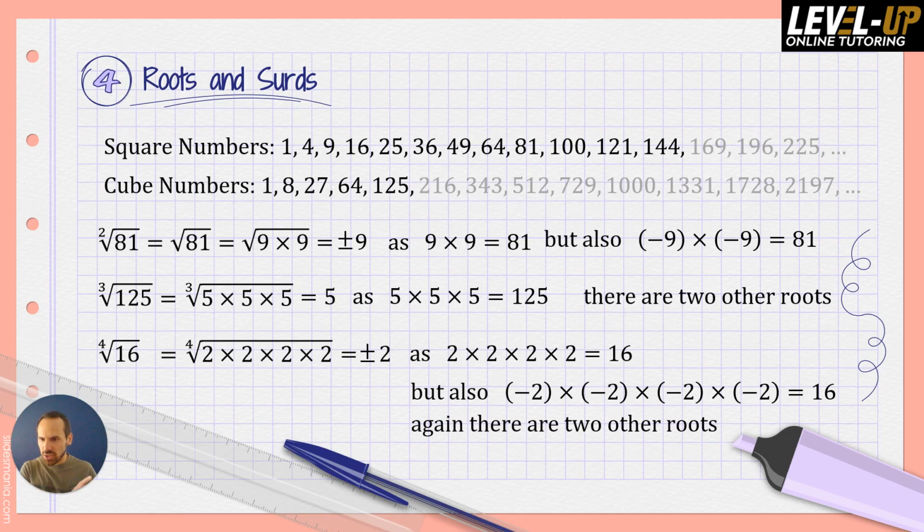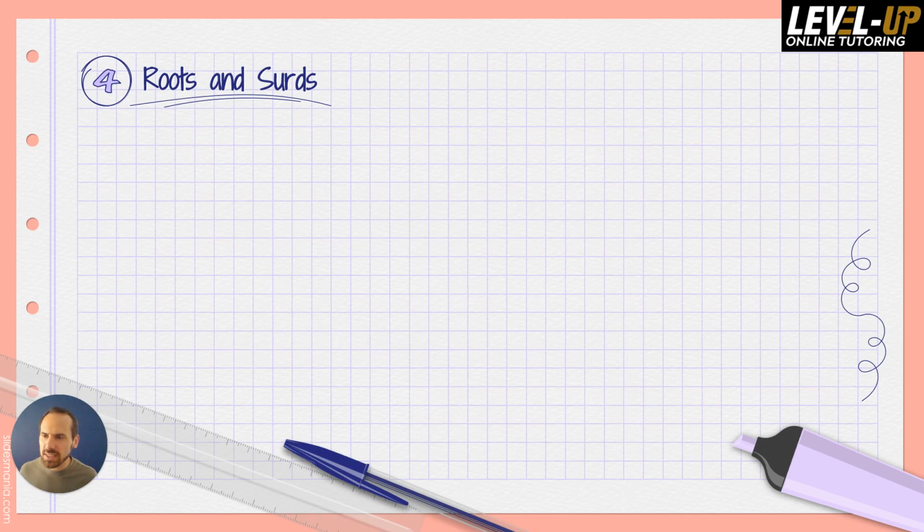But again, you get two other roots, which are like these complex numbers that you don't have to worry about. But there you go. That's your four answers you get. Right, so let's take a look at surds.